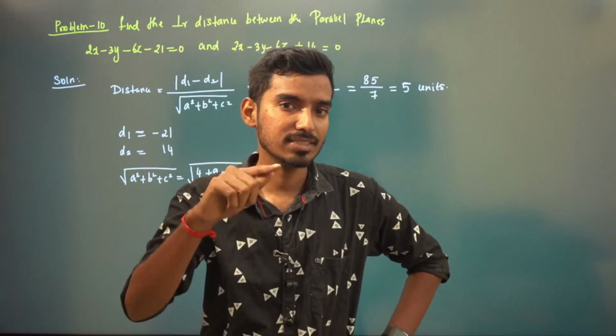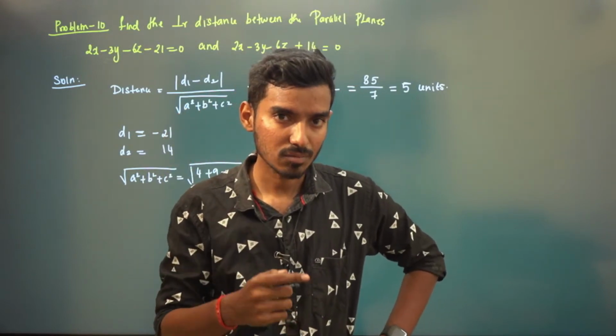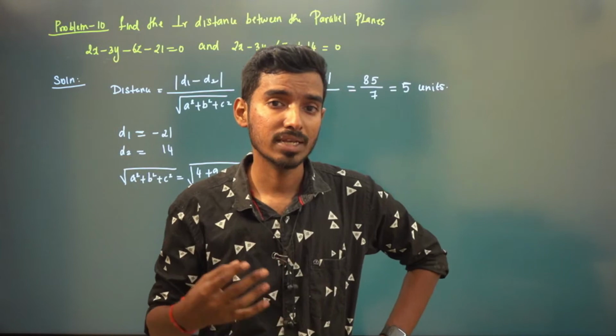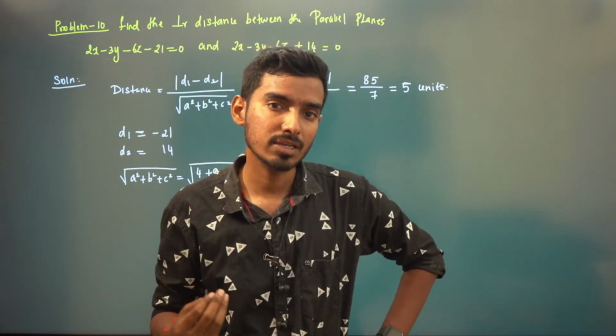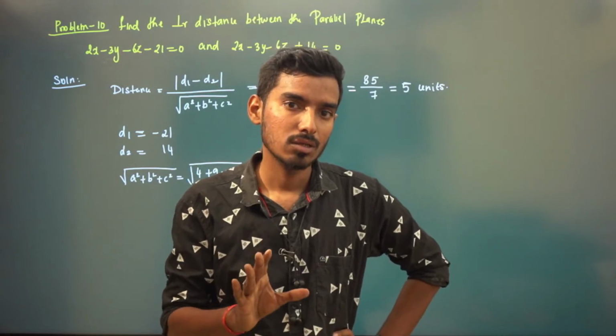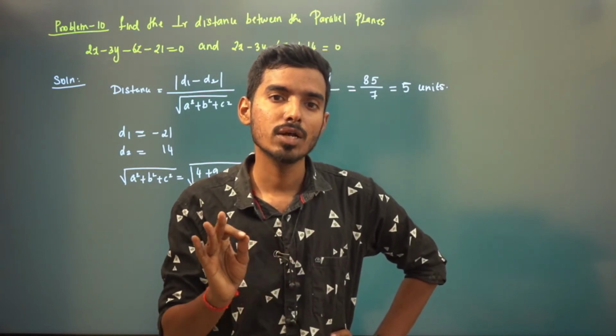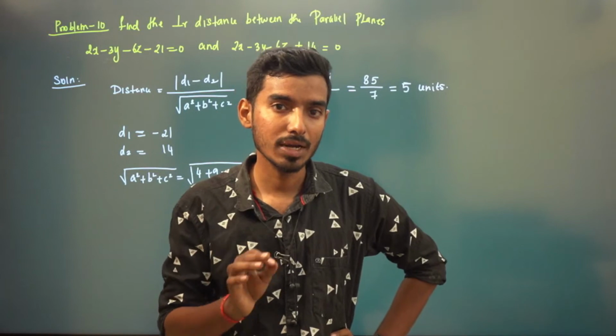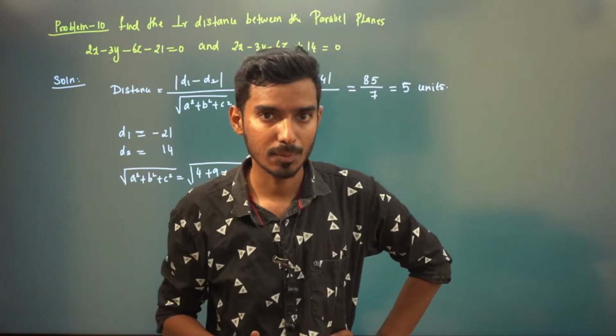Equation of a plane passing through a point and perpendicular to the line which has direction ratio a, b, c is given by a into x minus x1 plus b into y minus y1 plus c into z minus z1 is equal to 0. Here a, b, c is the direction ratio of the normal, right?